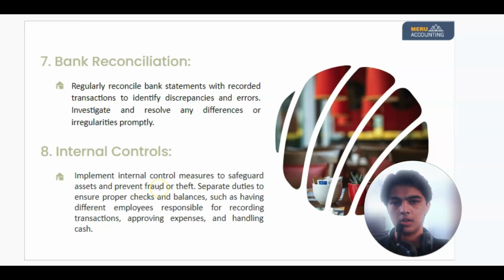Internal controls. In internal controls, you need to implement internal control measures to safeguard your assets. Okay, and it will also help you to prevent fraud. In internal controls, you have to give responsibilities to different people, like give responsibility to one person for recording your transactions, another person for approving expenses, and another person for handling the cash expenses. So this will all be covered in internal controls.